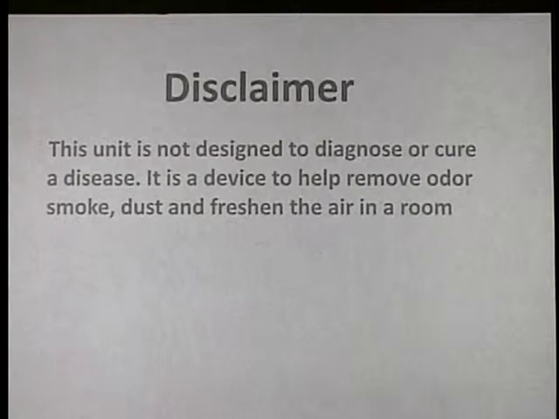We have to have a disclaimer here about the product. It says this unit is not designed to diagnose any cure or disease. This is a machine that helps you remove germs, bacteria, viruses, and gives you fresh air 24/7. It's portable, as I mentioned to you. And it consumes less than 15 watts of electricity. So there are so many benefits for this machine.